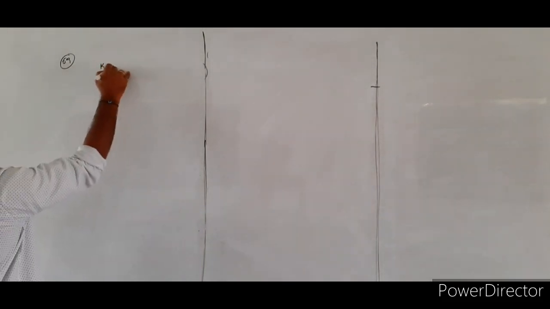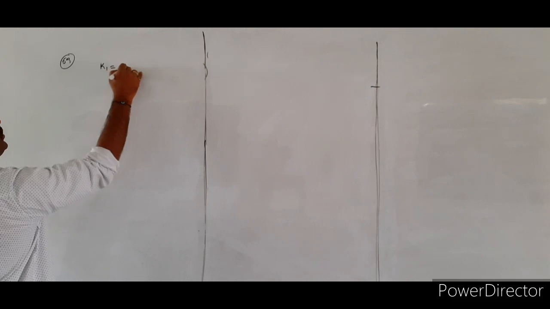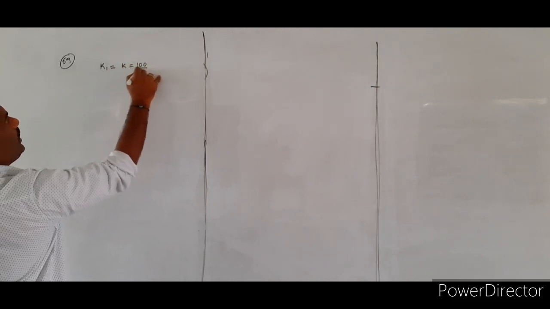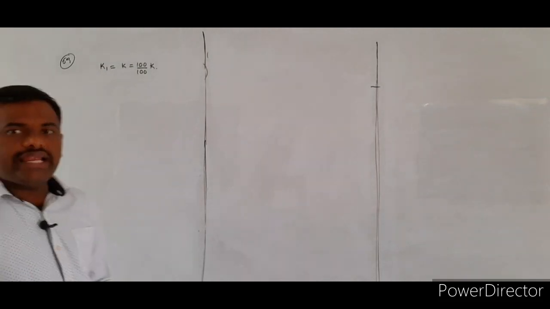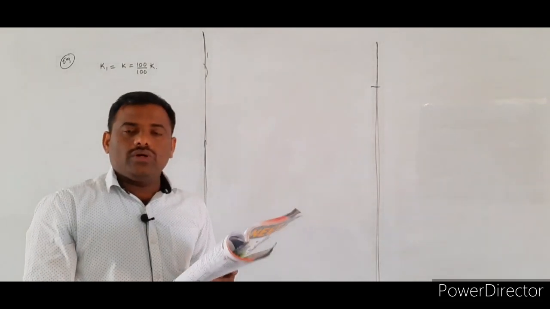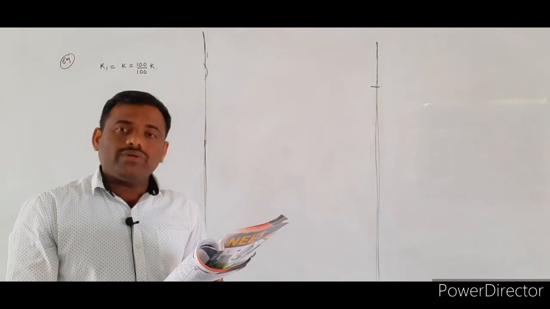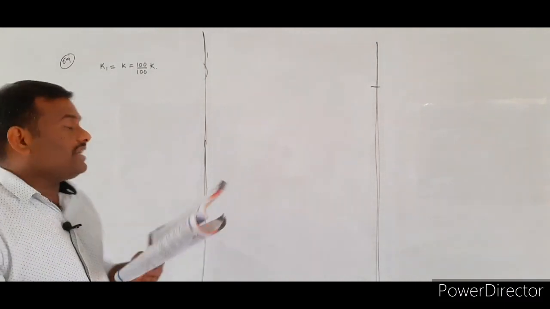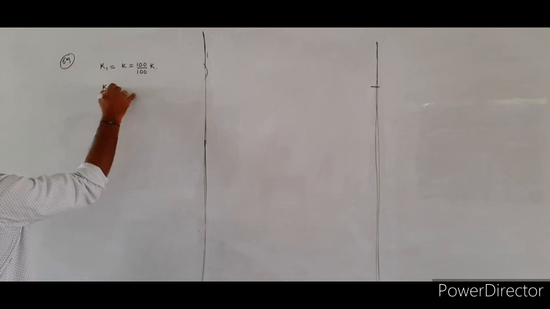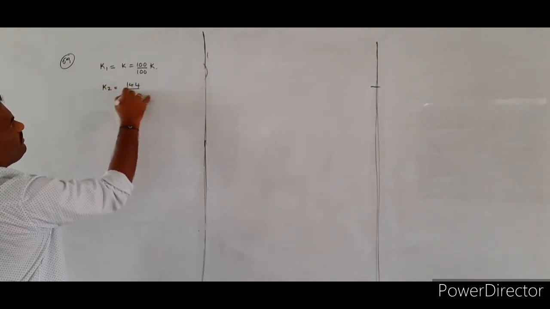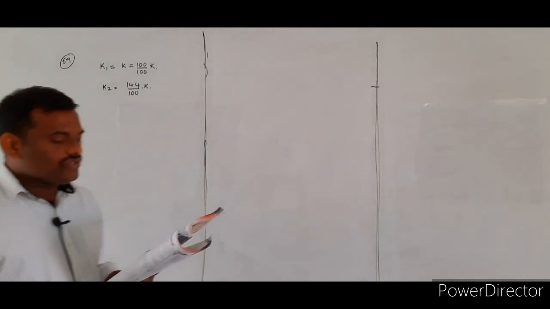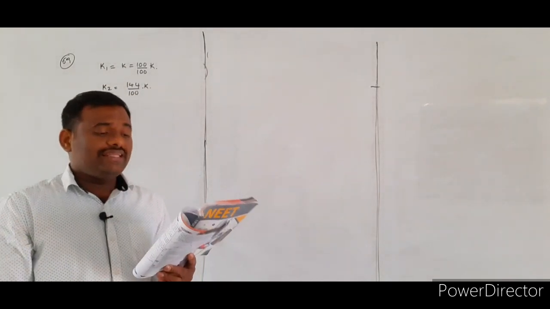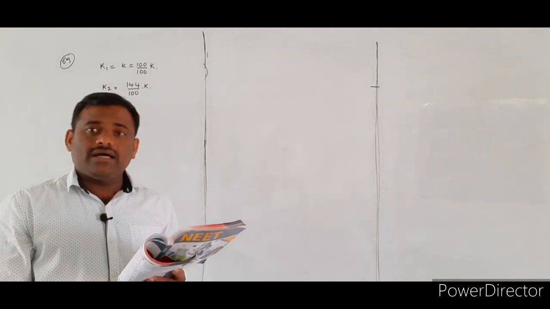See, important question. Initially, I am assuming that the initial kinetic energy of the particle is K1 is equal to K, that is 100 by 100 into K. If it is increased by 44%, the K2 value becomes 144 by 100 into K. So those are the K1, K2 values. They are asking the percentage increase in the momentum.